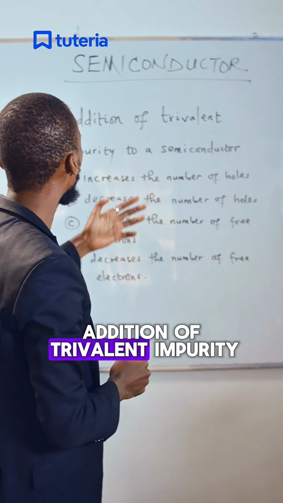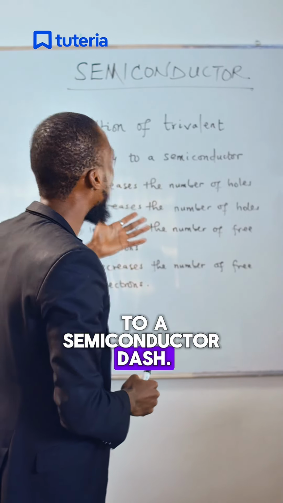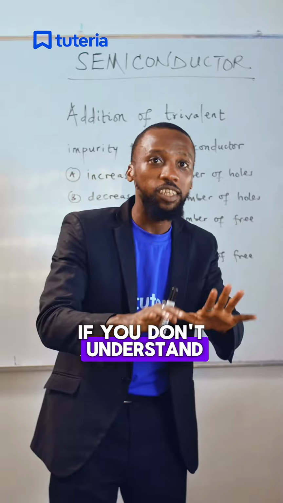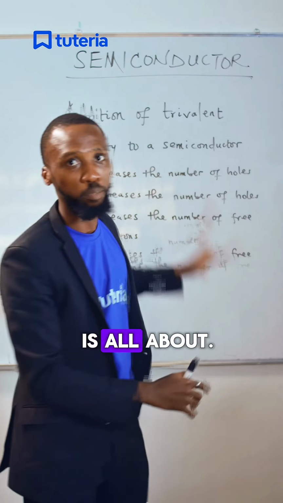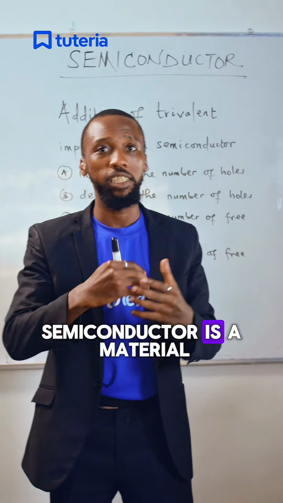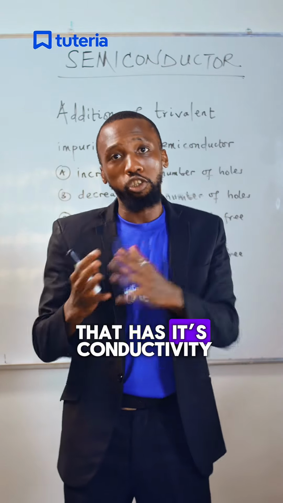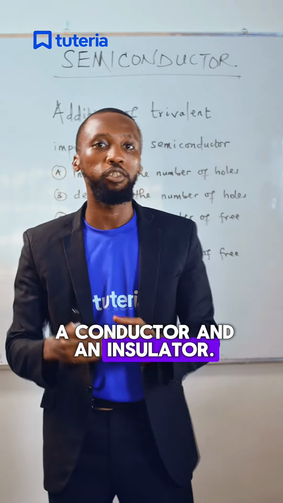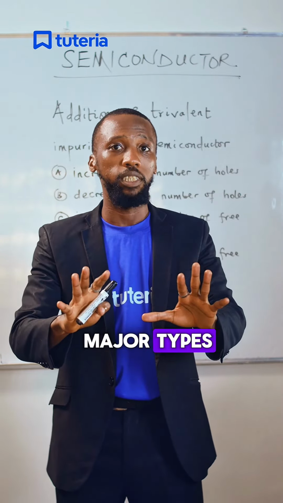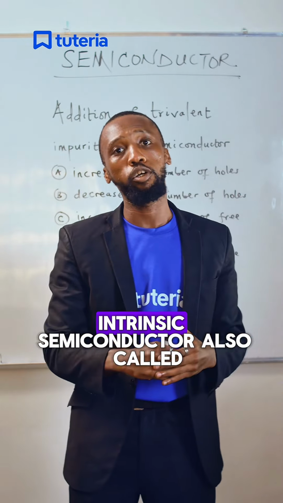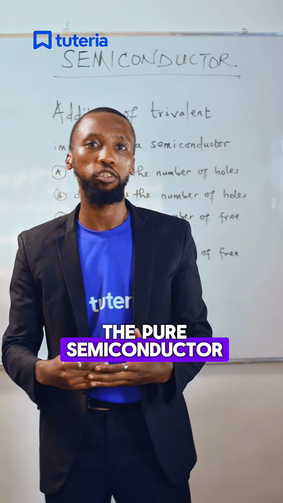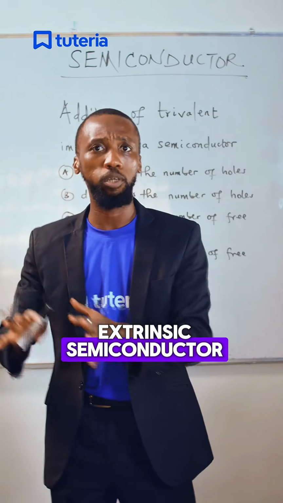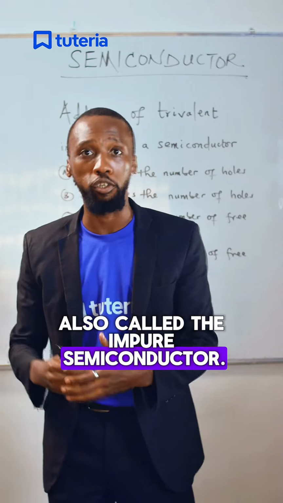Addition of trivalent impurity to a semiconductor dash. You cannot solve this problem if you don't understand what all of this is all about. Semiconductor is a material that has its conductivity and resistivity in between that of a conductor and an insulator. And we have two major types. It can be the intrinsic semiconductor, also called the pure semiconductor, the popular ones being silicon and germanium. And we have the extrinsic semiconductor, also called the impure semiconductor.